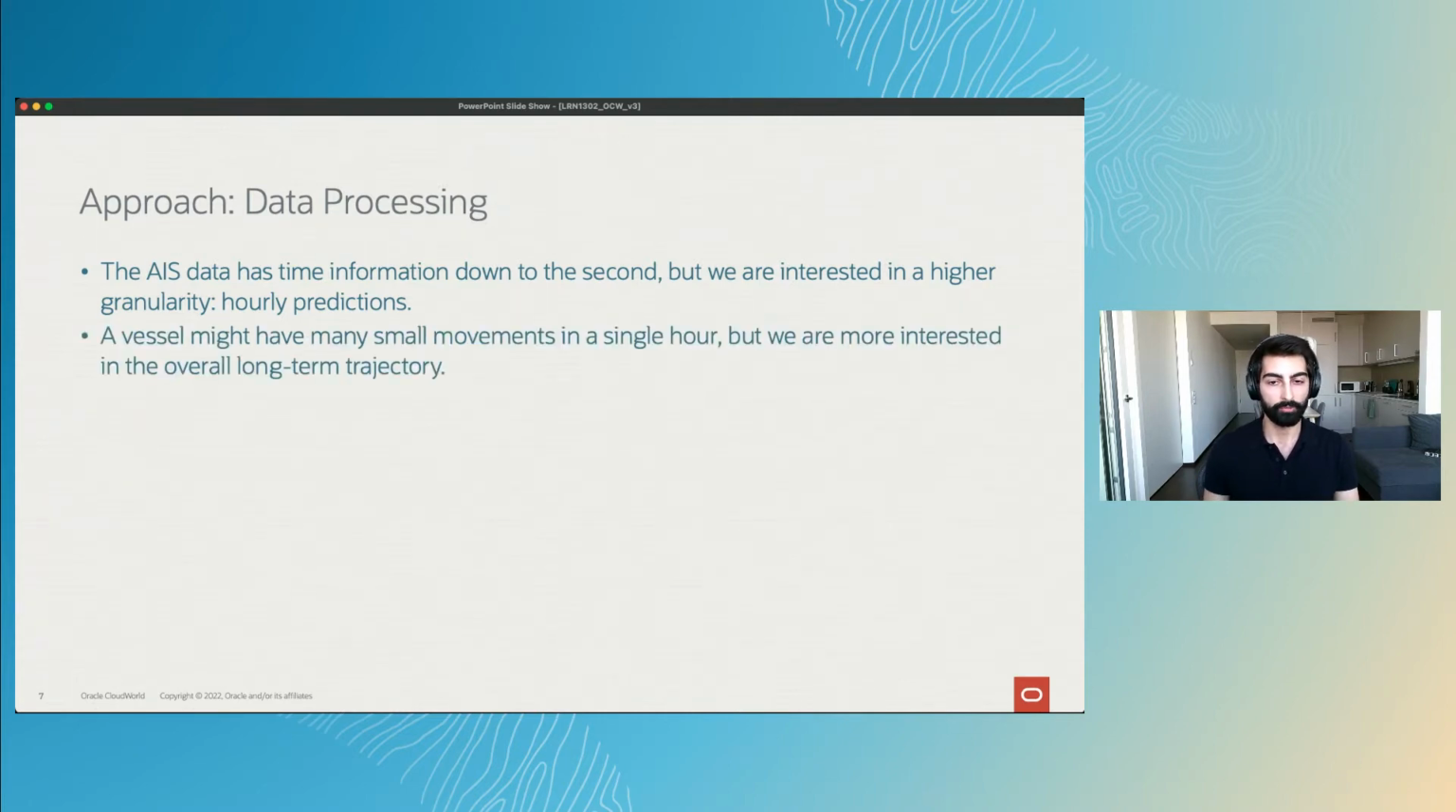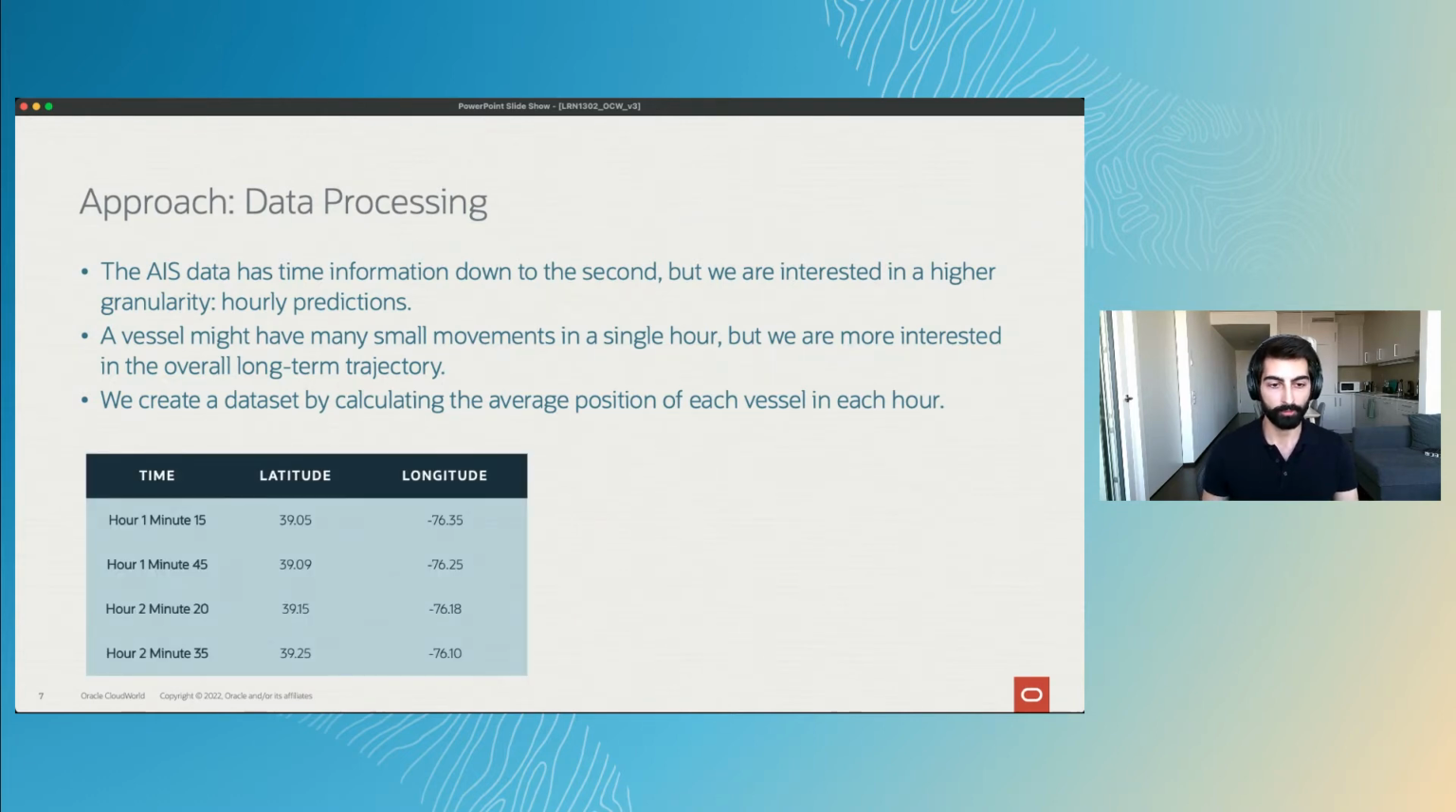And a vessel might have many small movements in a single hour, but as I said, we are more interested in this project in the overall long-term trajectory of where that ship is moving. So we create a data set to fit this use case by calculating the average position of each vessel in each hour to obtain a simplified table. This is how that looks in practice.